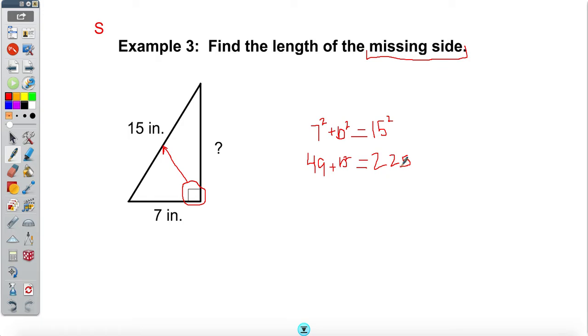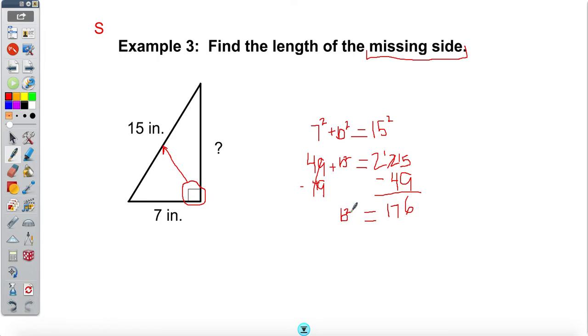Now the next thing in the order is the same as what we were doing before, but with a slight twist on it. To get b by itself, since 49 is on the same side as it, instead of adding these two, we are going to subtract them. So it cancels these two out, and then leaves us with 176 is equal to b squared.